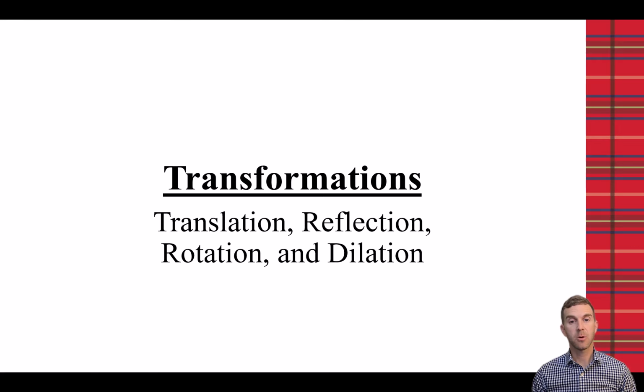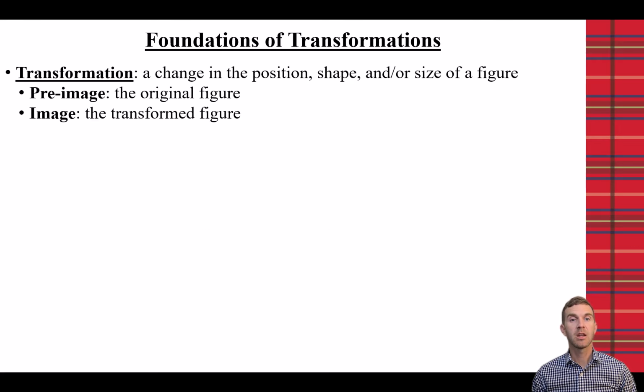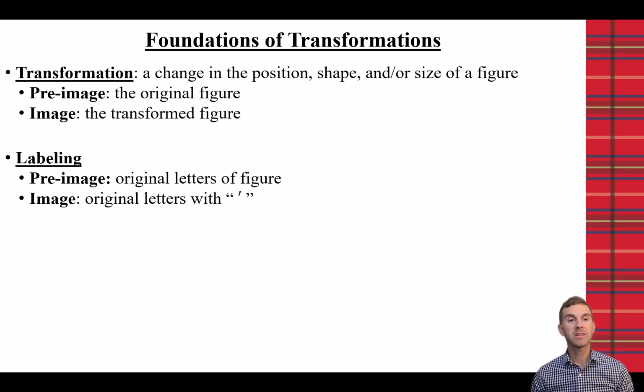In this video, we'll discuss the four primary transformations. Now, transformation is the change in the position, shape, and or size of a figure. We talk about the original figure, we're going to call that the pre-image, and the transformed figure will be called the image. We can label them differently to help us know which is the pre-image and the image.